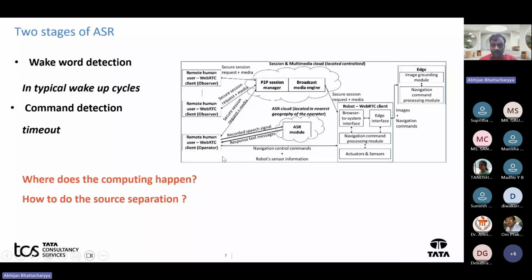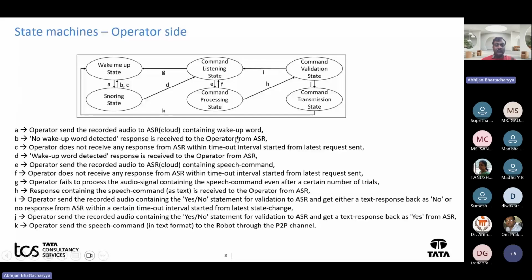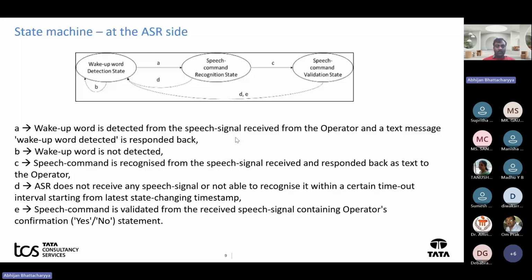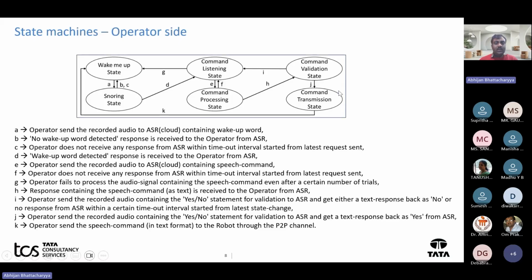In this case, there is another audio channel that was open to the ASR module. When to put audio through this channel is what was decided using this state machine. And this is the state machine at the ASR side, because the ASR side, as I said, will keep on working on the duty cycle. Once a command is recognized and found to be sensible, it will validate, and then it will again go to snoring. But once the command is validated, it will get to the operator. So this is the command transmission.